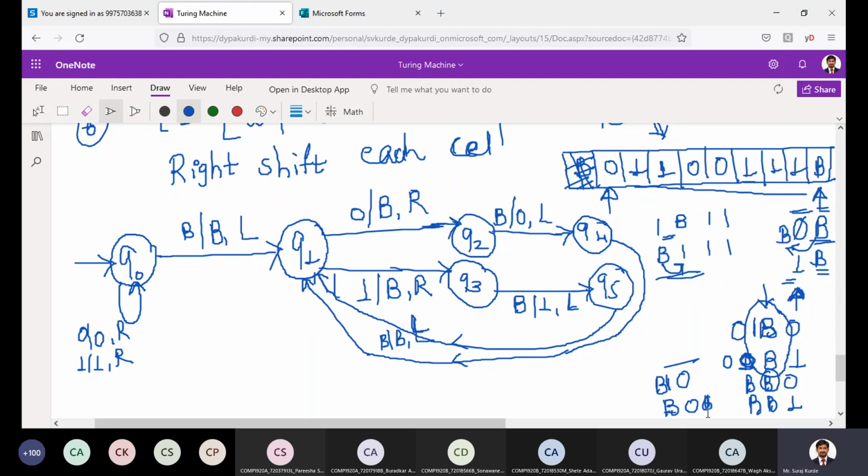So we have shifted 1 0 or 0 1 to the right cell, and B is shifted. B is here in the third cell from the right side. Continue this part. So on the left of blank, what will you read?